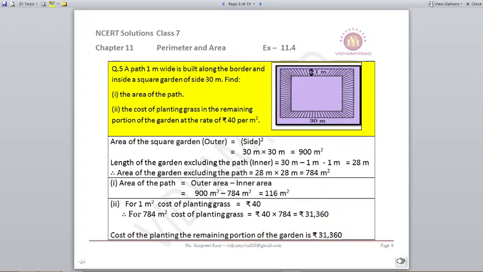So they are also telling us that for 1 meter square the cost of planting grass is rupees 40. So for 784 meters square the cost of planting grass will be 40 multiplied by 784, which is equal to rupees 31,360.